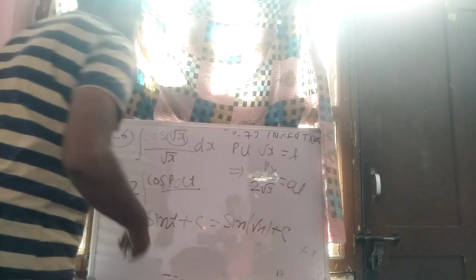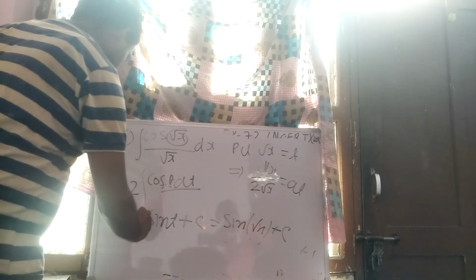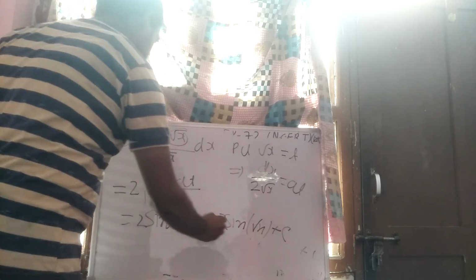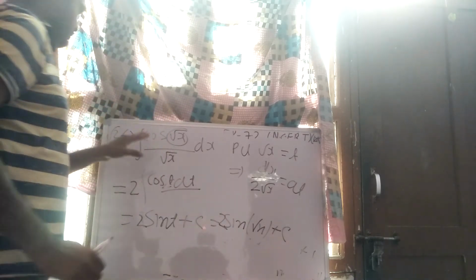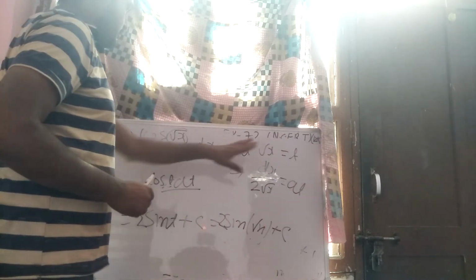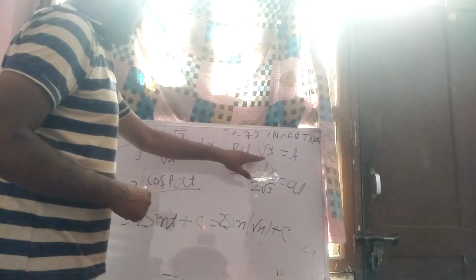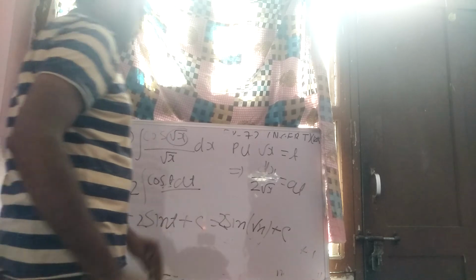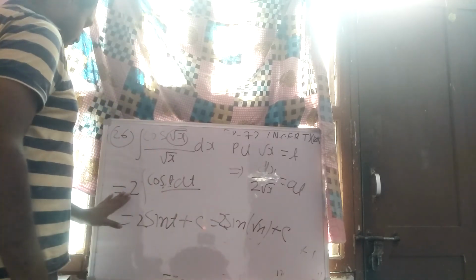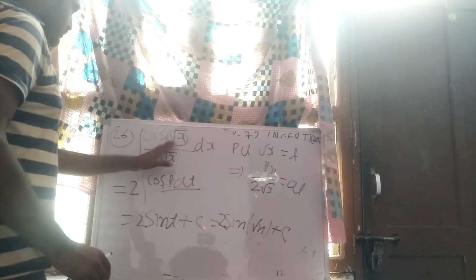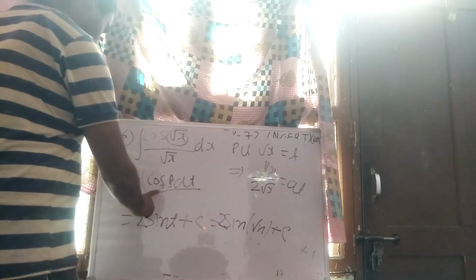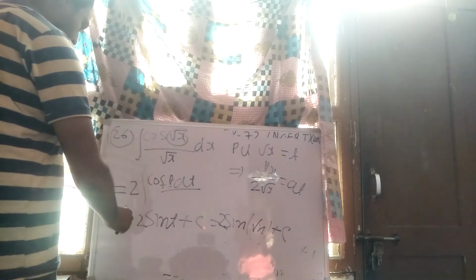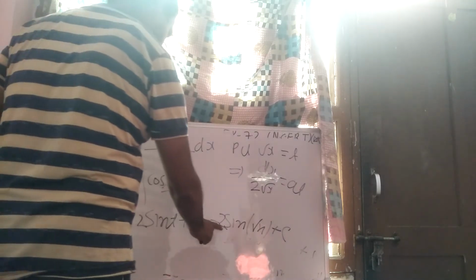We have to check and explain. We also write 2. If root x equal to t, then 1 upon 2 root x into dx, so dx upon 2 root x equal to dt. And 2 cos t into dt. And cos t we also know is sin t. So 2 sin t plus c. We also write 2 sin and the value of t.